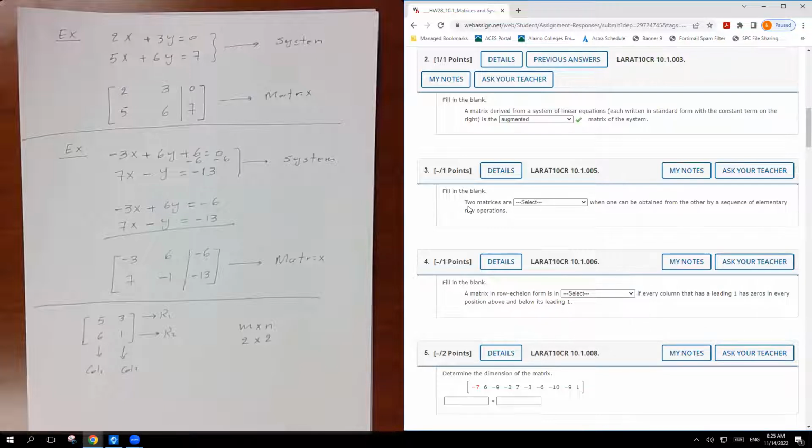If you check number 3, 2 matrices are equivalent when one can be obtained from the other by a sequence of elementary row operations. We're going to do an example about that. We have 2 matrices and we're going to do some operations on matrix A to get matrix B. So these 2 matrices are going to be called equivalent, or row equivalent. We're going to call it row equivalent.